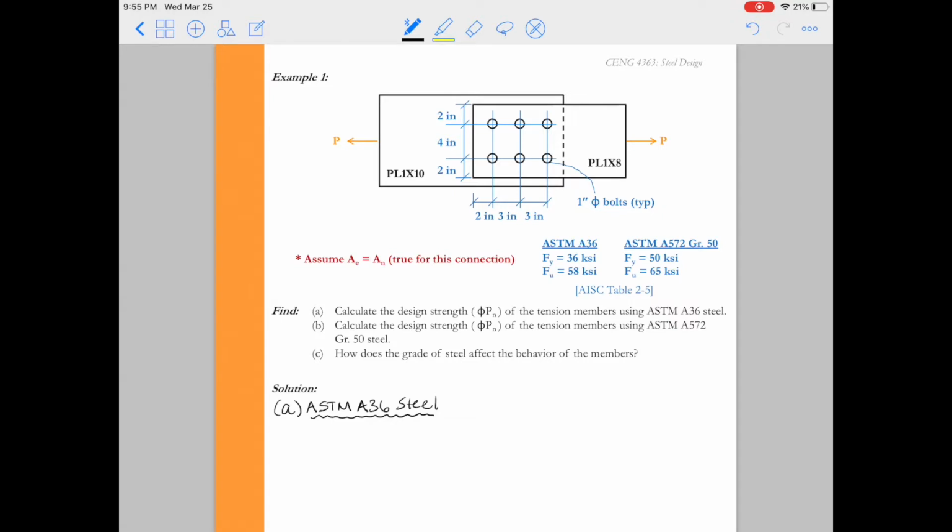But before I do that, I want to think about the two members I have. Right? I have a PL 1 by 8 member and a PL 1 by 10 member. Okay, so they're both 1 inch thick, but which one's going to control? Hopefully you guys have come to the conclusion that the PL 1 by 8 is going to be more critical, right? Because that only has a width of 8. The other one has a width of 10. They're the same thickness. So the PL 1 by 8 member has less area and will therefore be more critical for both yielding and fracture. So the calculations in this example problem are going to focus only on the 1 by 8 member.